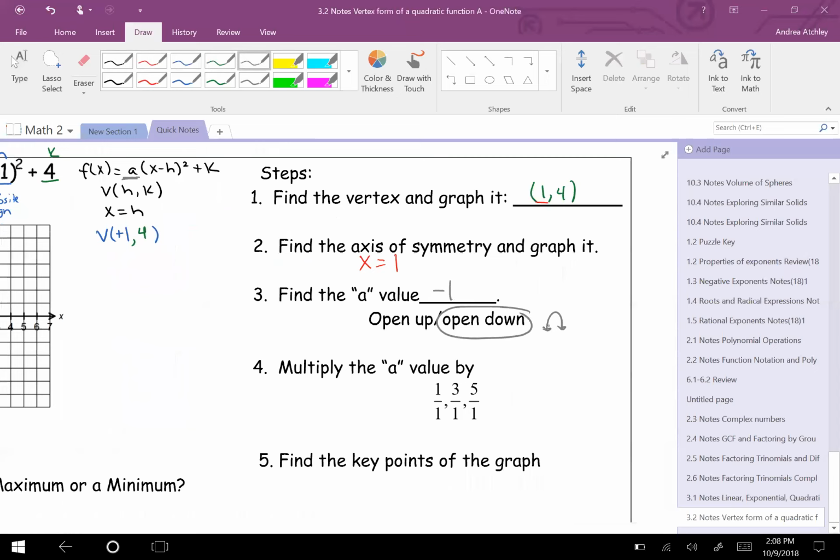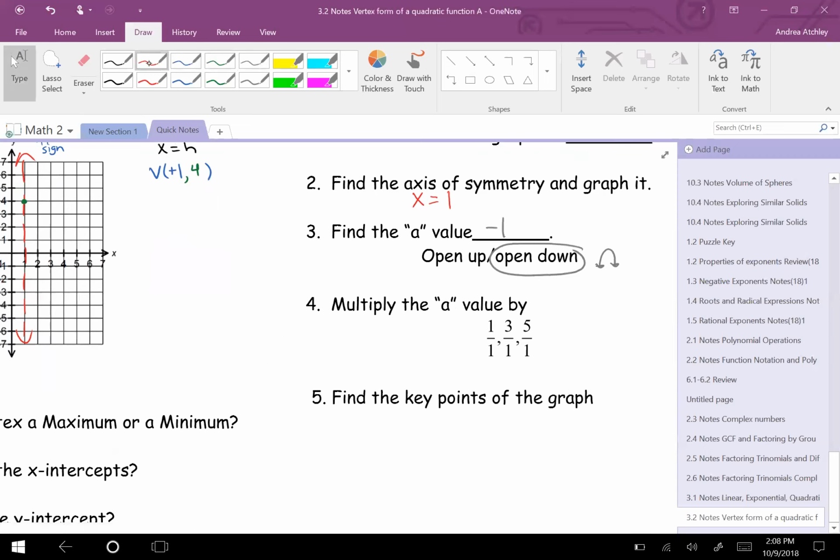Okay, so when we're graphing, remember that parabolas don't have a constant rate of change. They have a pattern rate of change, and we saw that pattern in 3.1. The pattern was 1, 3, 5. Okay, but it's multiplied by the a value. So your pattern would be a over 1, then 3 times a over 1, then 5 times a over 1. Since our a value was -1, we're going to have -1 over 1.